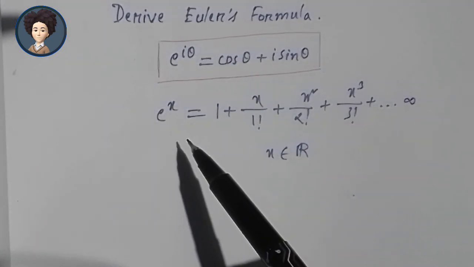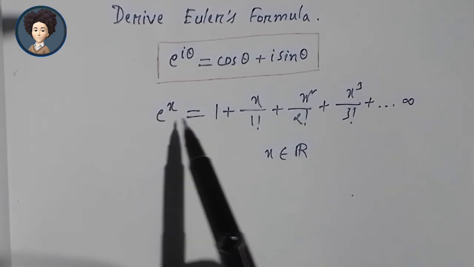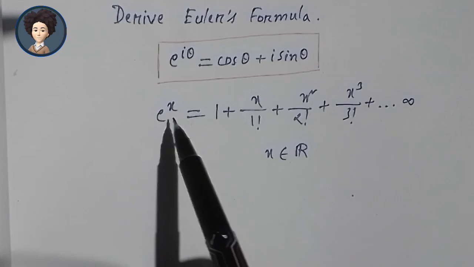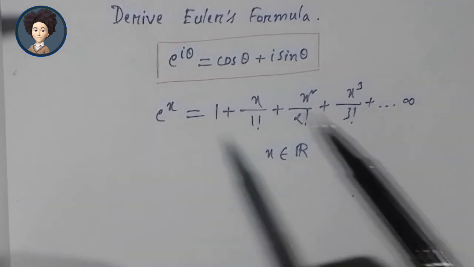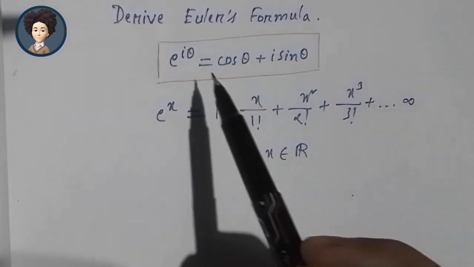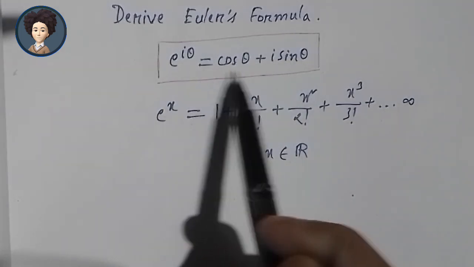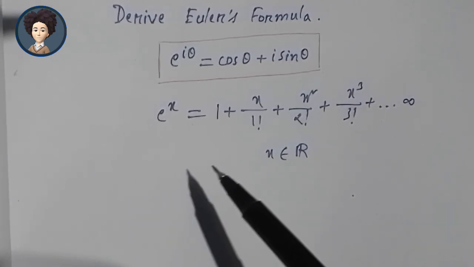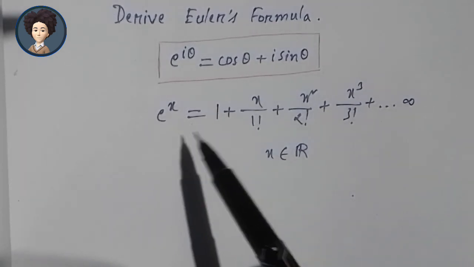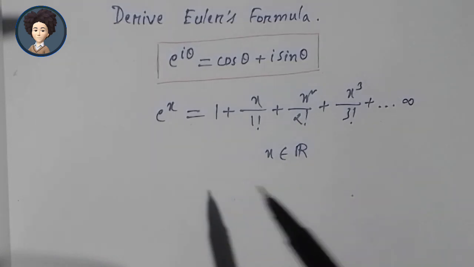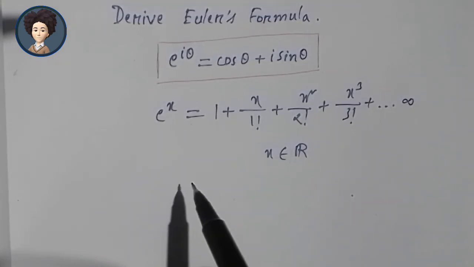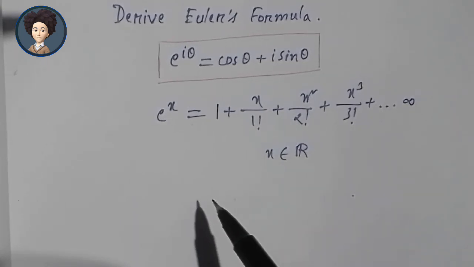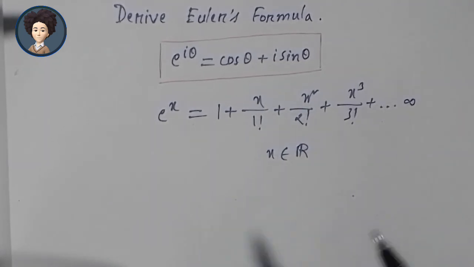Here what we have to do is substitute i theta in place of x, and then we will get the result of Euler's formula, e to the power i theta equals cos theta plus i sin theta. But before substituting i theta in place of x, we have to know some trigonometric series expansions for cos x and sin x.